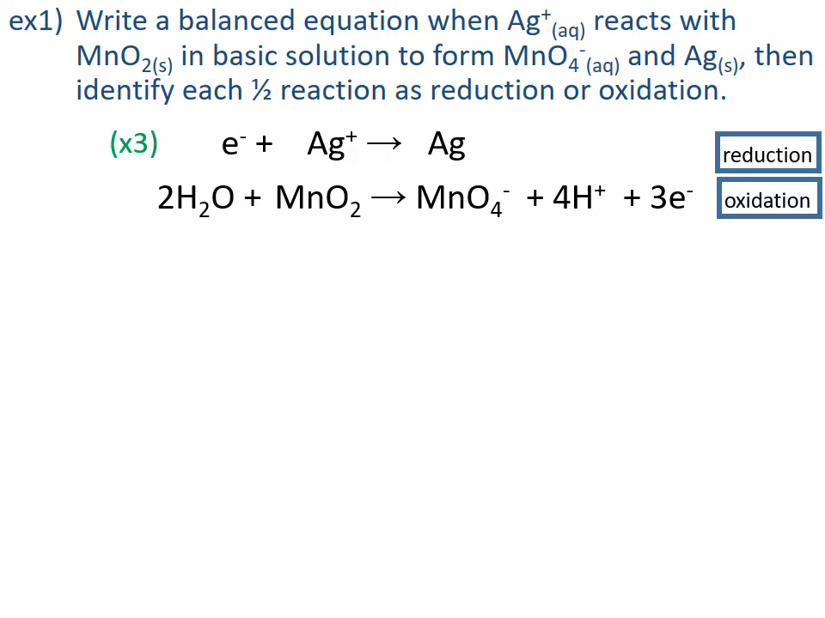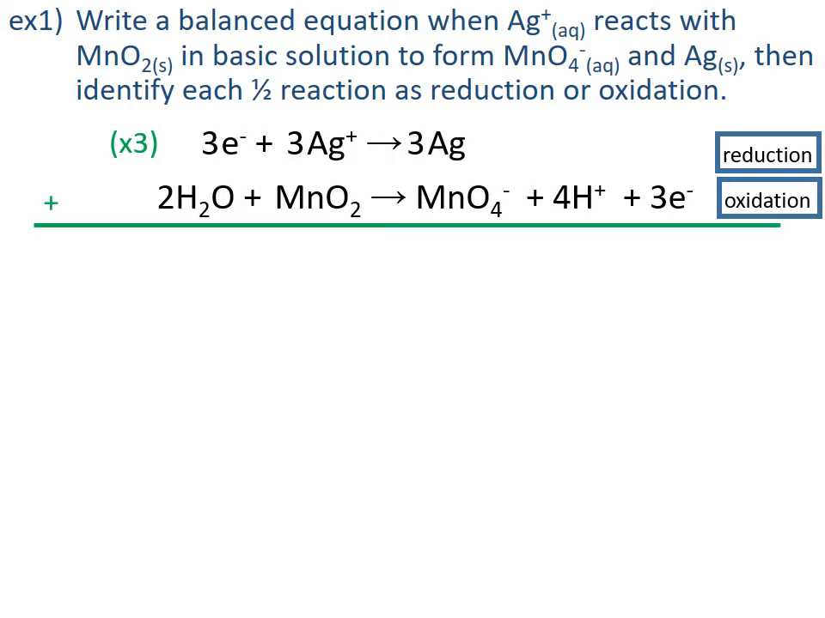Now I'm going to multiply the top line by 3 because I want the electrons to cancel out. And if I multiply the top line by 3, that will give me 3 electrons, 3 silver ions, and 3 silver atoms. And when I merge them, the electrons will now be able to cross out. 3 on the left, take out the 3 on the right.